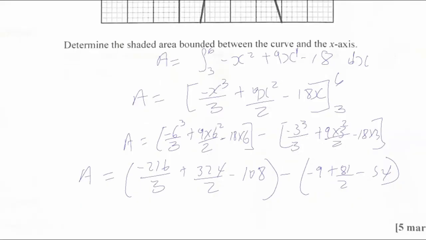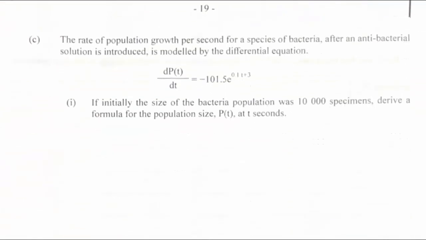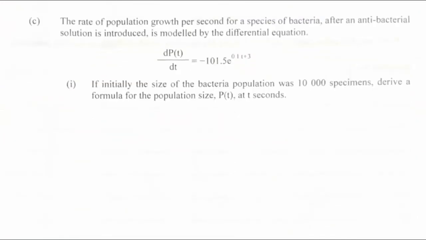Alright, and just enter this in your calculator as it is, and you should get 9 over 2 or 4.5, and it's square units, right? Since it's area. Let's move on to part C.